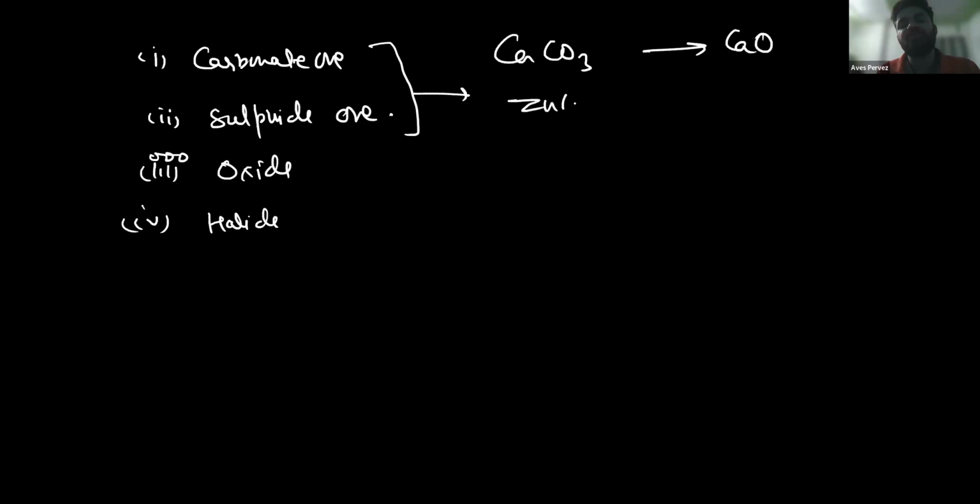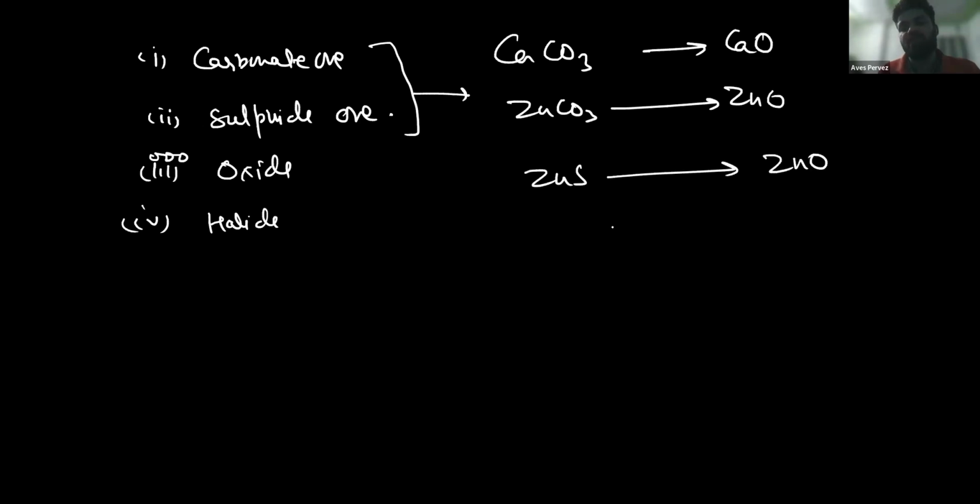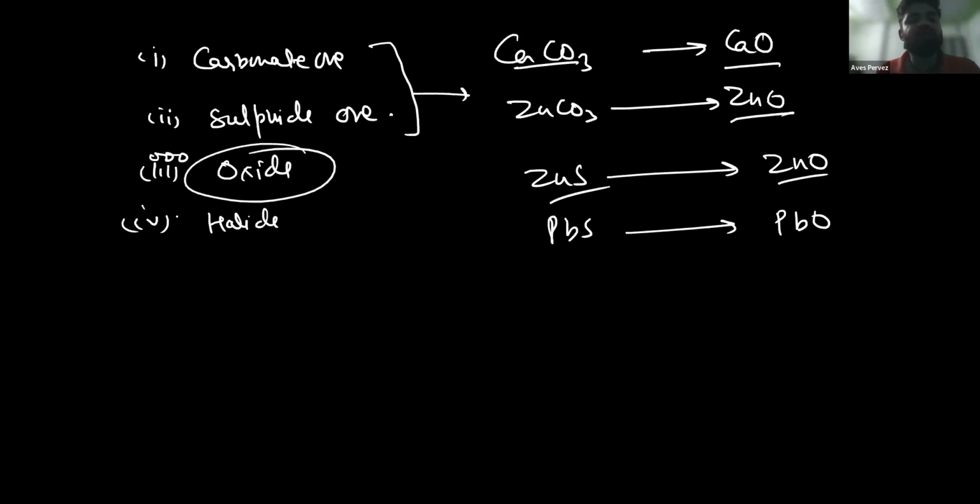If we have zinc carbonate, we have to convert it into zinc oxide. If we have zinc sulfide, we have to convert it into zinc oxide. If we have lead sulfide, we have to convert it into lead oxide. Why are we converting the carbonate and sulfide ore into the oxide form? There's a question. Because it is easier to extract metal from their oxide form rather than their carbonate or sulfide form.